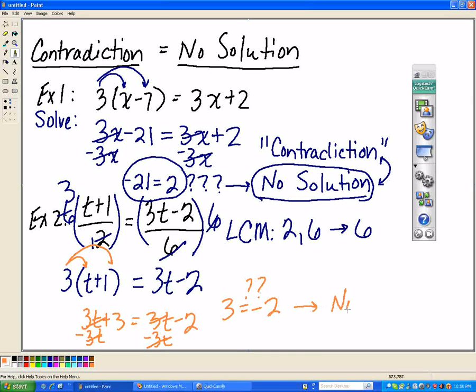So we'd say that there's no solution to this equation, and if we're asked to classify it, we would call it a contradiction. I hope that this clarifies what a contradiction is.